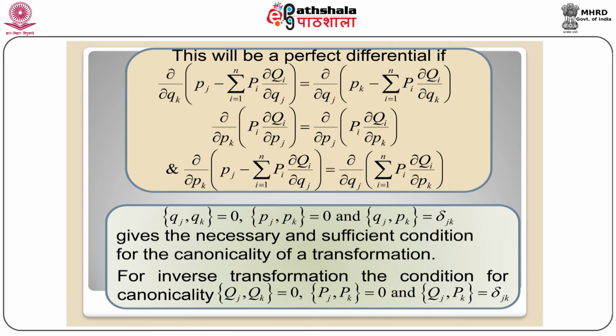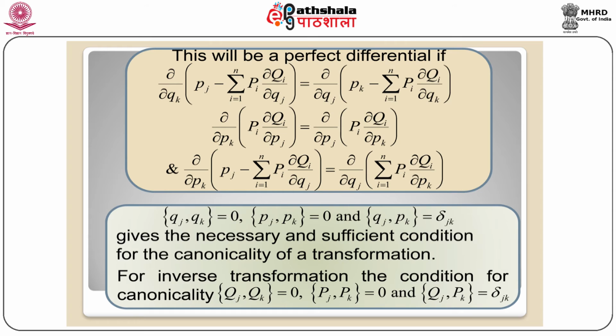This expression will be a perfect differential if this can be written in this way, that is, first order partial derivative of small p_j minus summation over i equal to 1 to n capital P_i into del small q_j of capital Q_i with respect to small q_k equal to del small q_j of small p_k minus summation over i equal to 1 to n capital P_i del small q_k of capital Q_i.